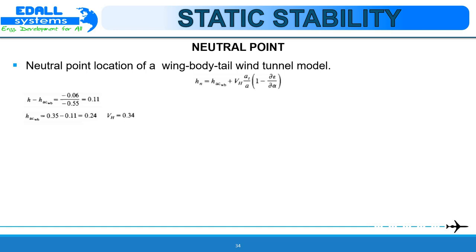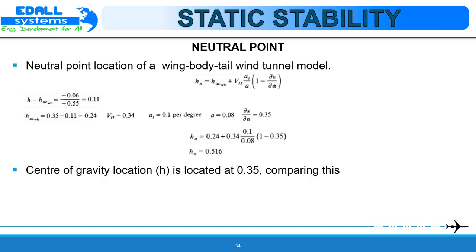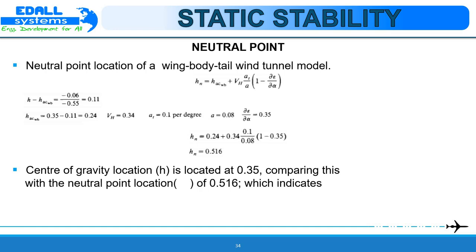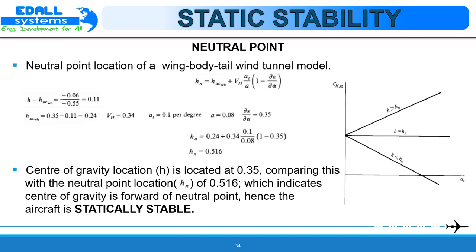And the tail volume is equal to 0.34, the lift slope of the tail is equal to 0.1 per degree, and the lift slope of the complete aircraft is 0.08. And the change in downwash angle with respect to angle of attack is equal to 0.35. So substituting all this in the neutral point equation, we get hn is equal to 0.56. So the center of gravity location h is located at 0.35. Comparing this with the neutral point location hn of 0.516, which indicates that the center of gravity is forward of the neutral point. Hence, the aircraft is statically stable.